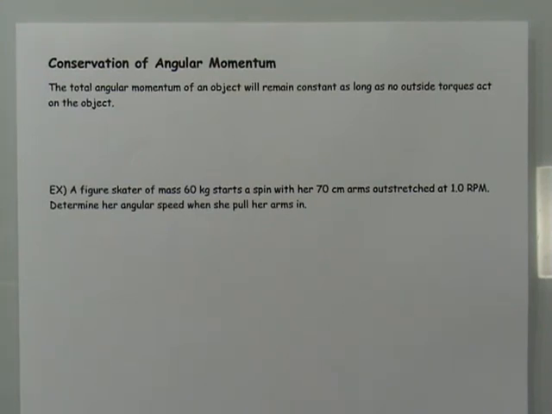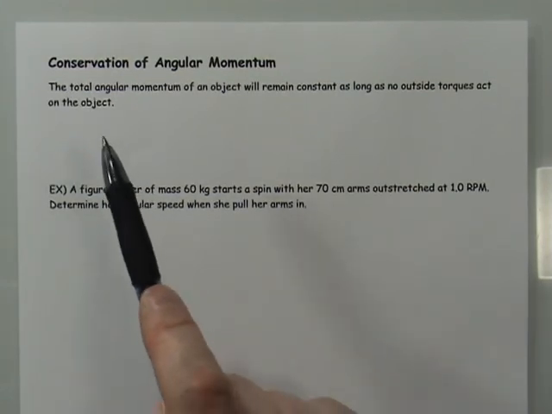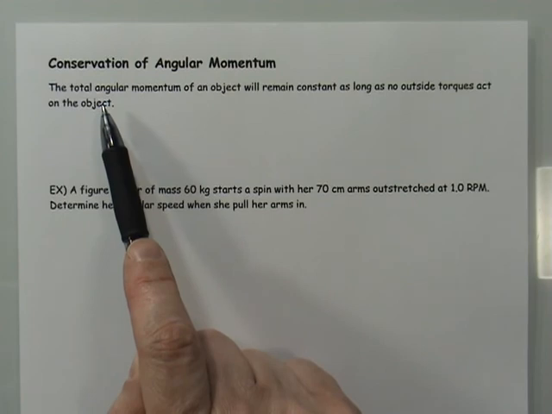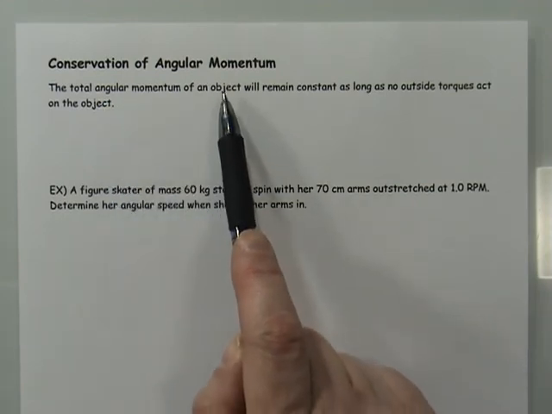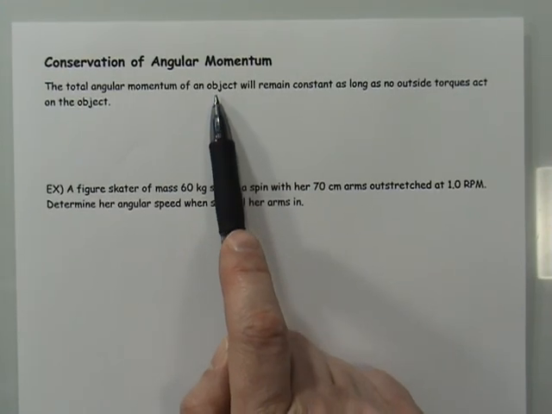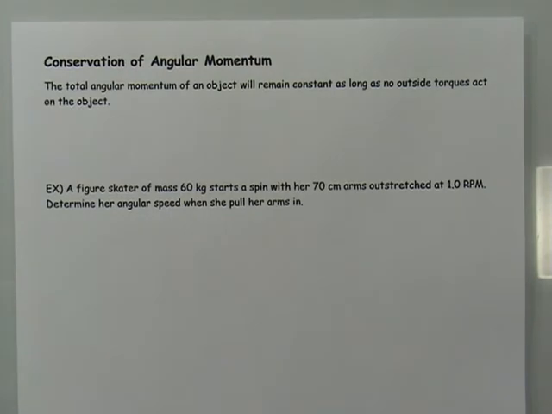So the idea of conservation of angular momentum should sound exactly like linear momentum, except that we're looking at the total angular momentum of an object. Before we would have said a system, but in this case, we're going to focus on just one object, so the object will always be the system. The total angular momentum of an object will remain constant as long as no outside torques act on the object.